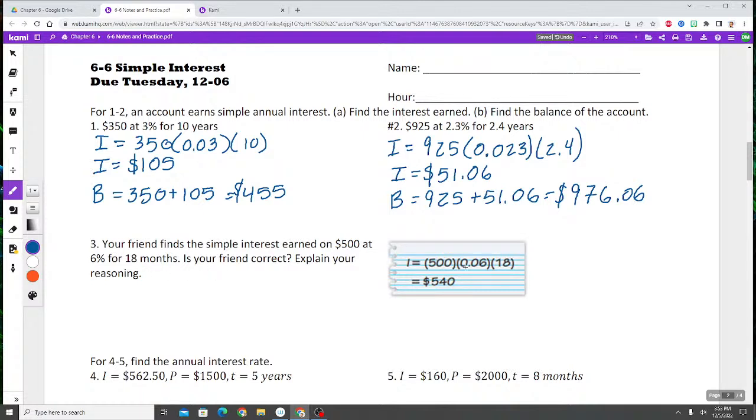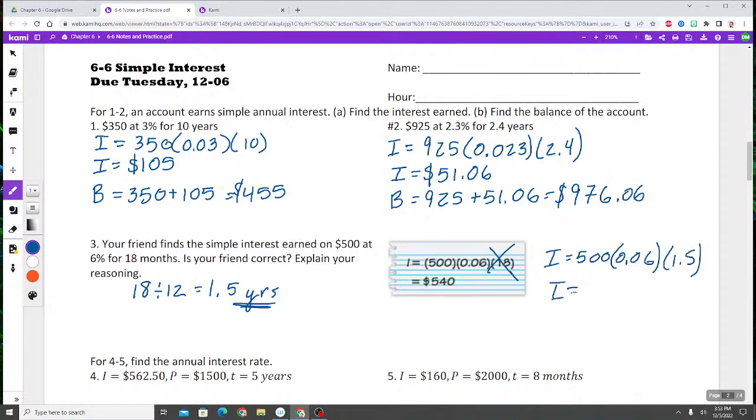Your friend finds the simple interest earned on $500 at 6% for 18 months. Is your friend correct? My friend is not correct because 18 months can't be put into the equation. He should have put in 1.5 years. So for those of you who want to see, interest equals 500 times 0.06 times 1.5, which means the interest should have been $45, not $540.